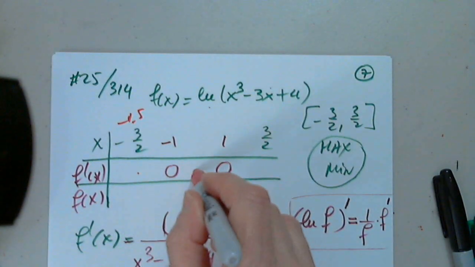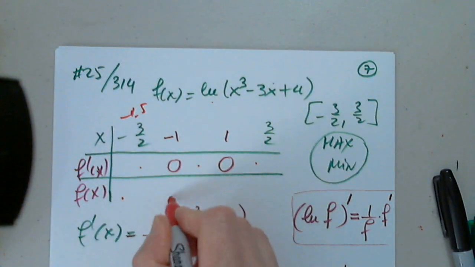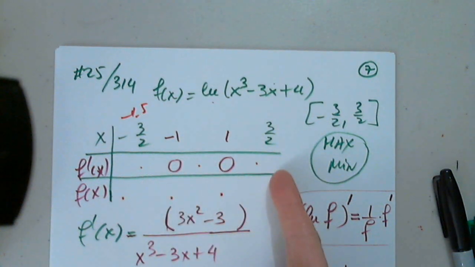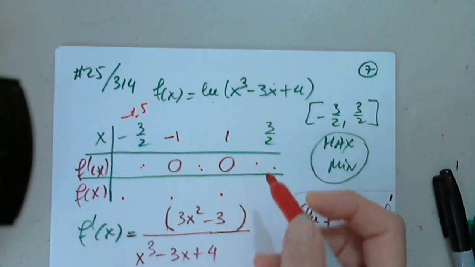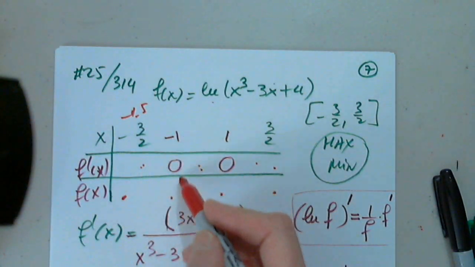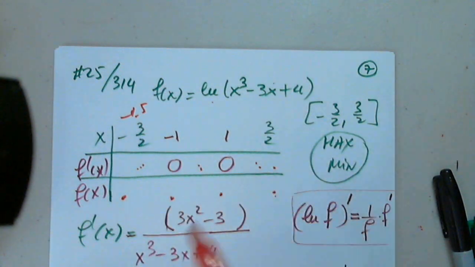Now we need a sign of the function. Also, we need to find these values for the function. We study the sign of the derivative, but we have to find this value under -3/2, this value under -1, this value, and this value. So let's start with the sign of the derivative.